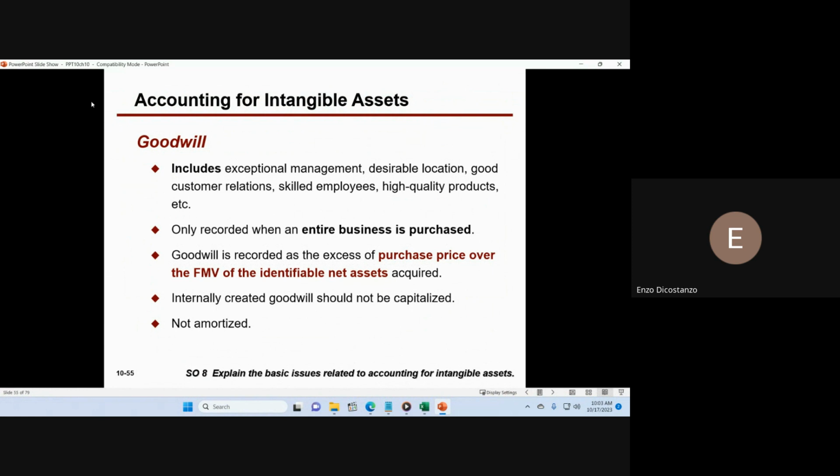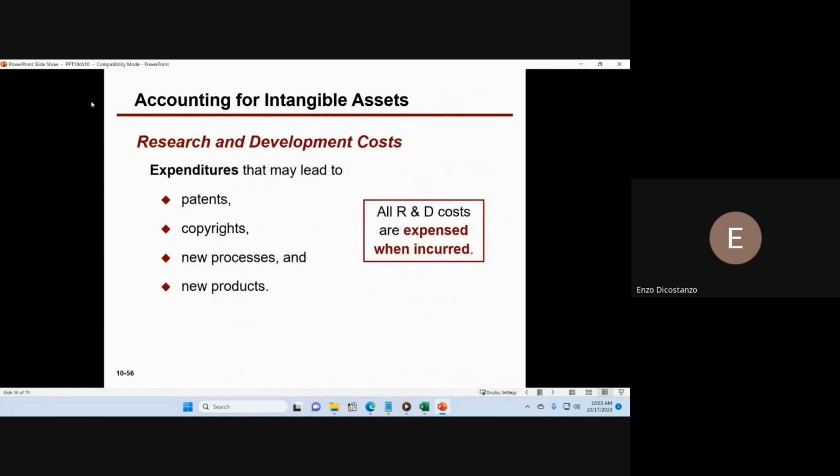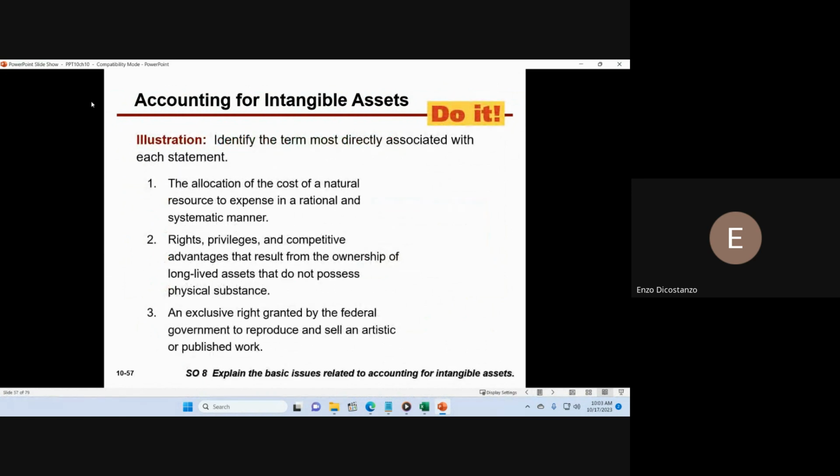Internally created goodwill should not be capitalized and not amortized. And there's all sorts of rules for dealing with that. Research and development costs are expenditures that lead to patents, copyrights, new processes, new products. These are expensed when they occur.